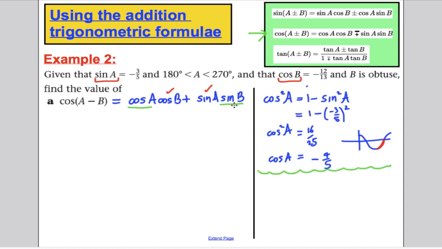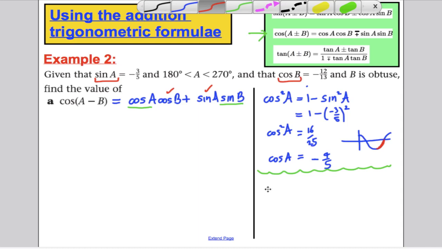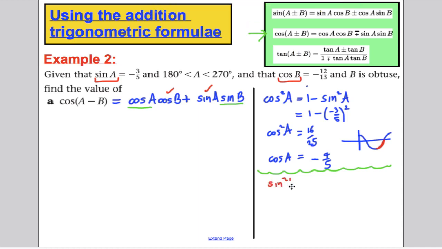Let's do the exact same to find sine B. Right, I'm going to use a different colour pen. We could say that sine squared B is 1 minus cos squared B, and that would be equal to 1, subtract, and now cos B is negative 12 over 13, so it would be negative 12 over 13 squared. If you type that in your calculator and work it out, you should get 25 over 169, and that's sine squared B.